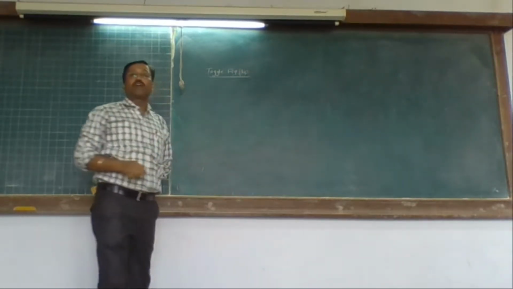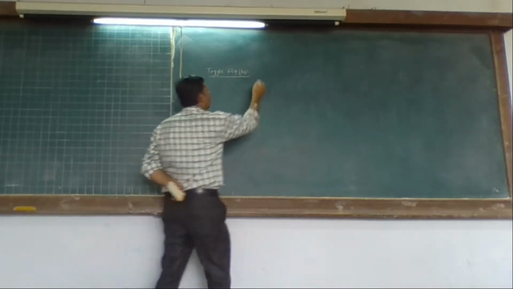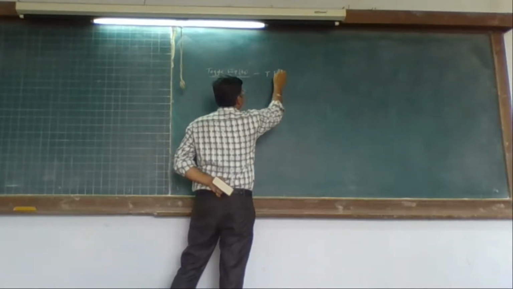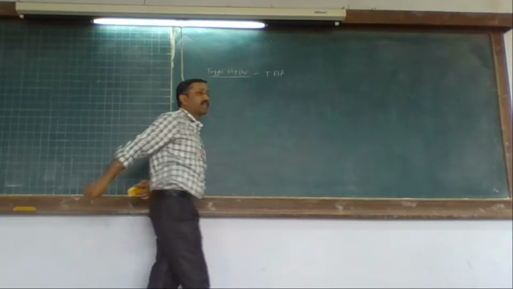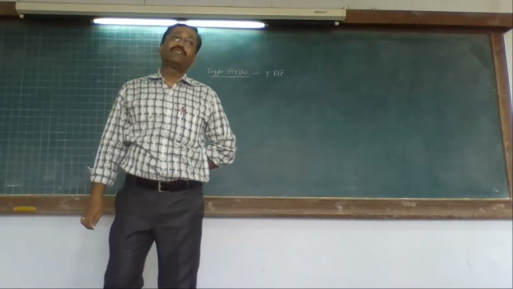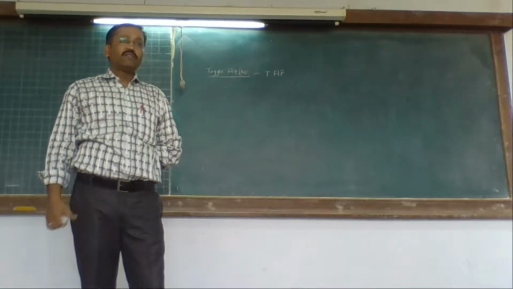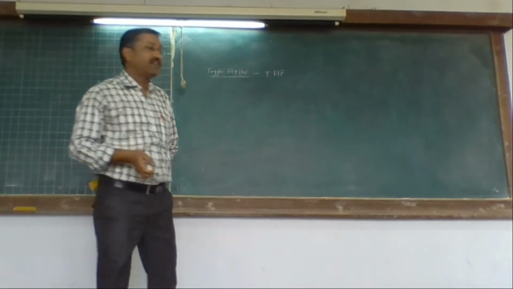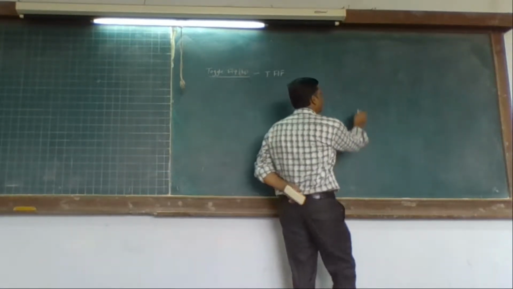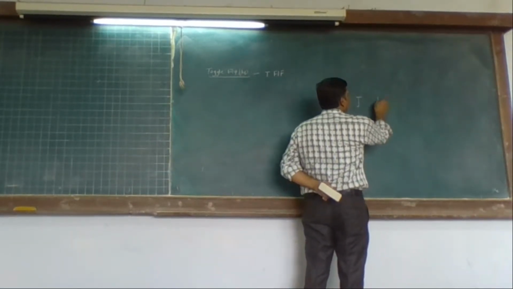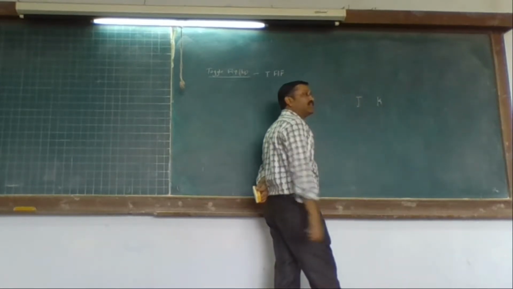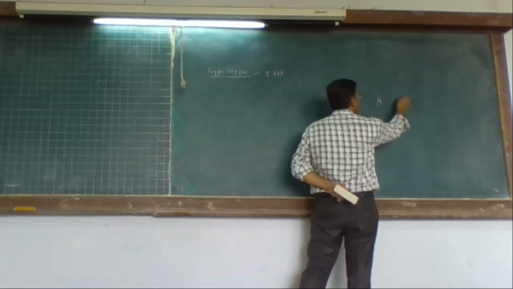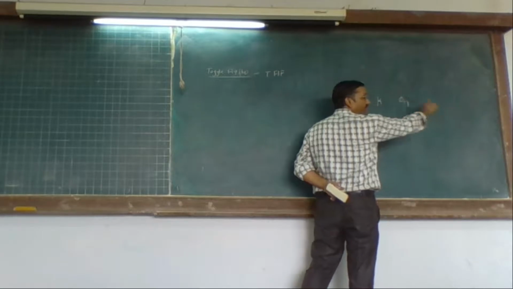Next is the toggle flip flop, or we can say T flip flop. Now we are ready with the JK flip flop. Now we have the JK flip flop with us, right? So how will the truth table of the JK flip flop look? Inputs are J and K, and the outputs will be Q and Q bar.